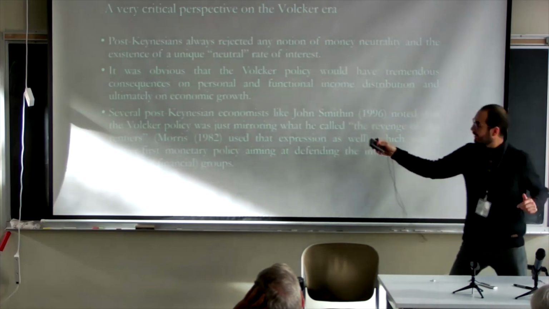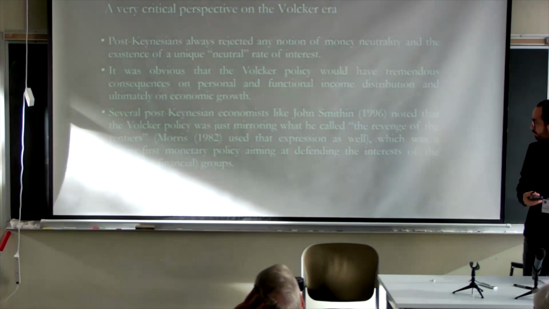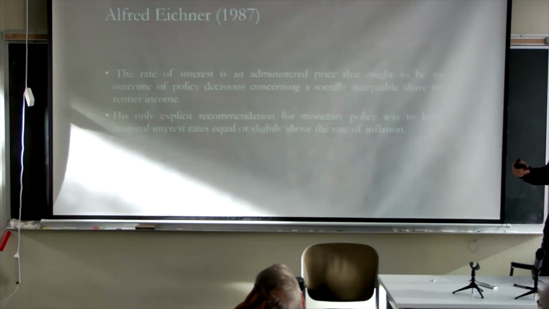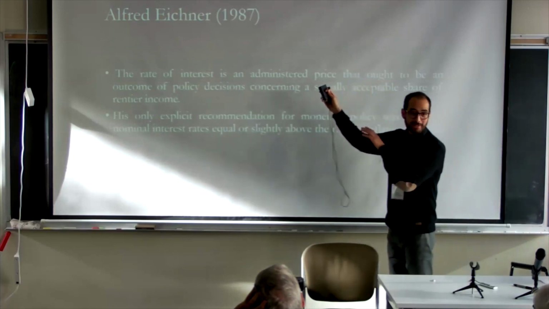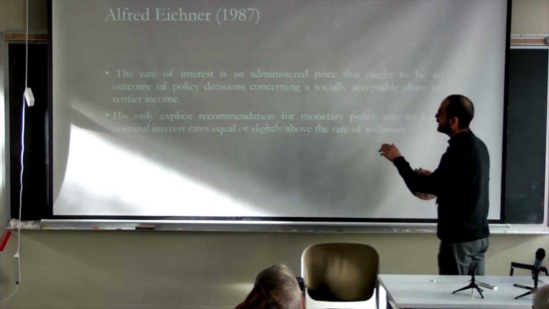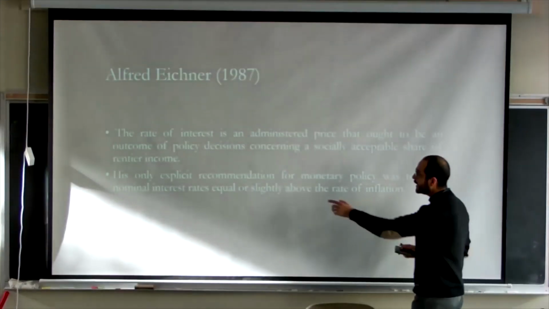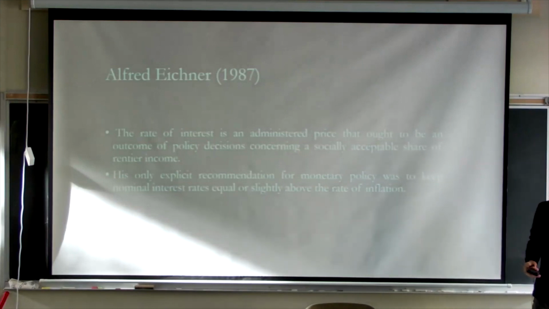But the expression actually predates Smithin and Morris in 1982, which was just this utilization of a rentier-first monetary policy. Here we have Alfred Eichner in 1987, and interestingly, this is a chapter of his book. And he recommended a monetary policy that was to keep the nominal interest rate equal or slightly above the rate of inflation. So just a positive real rate of interest.